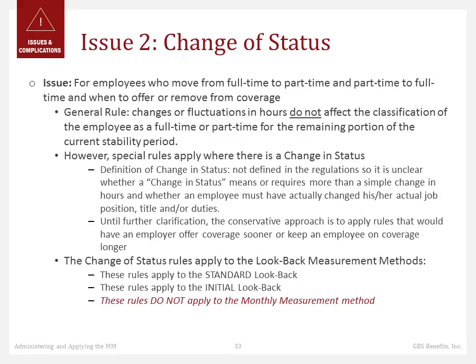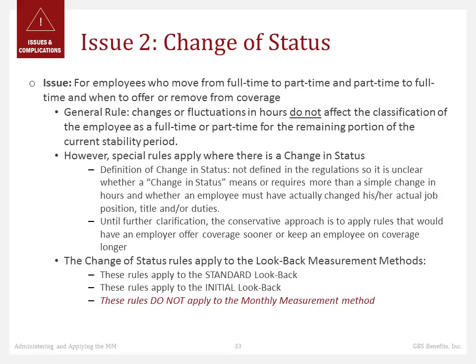In other words, this is not just somebody with variable hours. It's somebody who, for example, is working full-time. This is a female employee, and she's pregnant, she has a baby, and she now wants to work permanently as part-time. So you change her status from full-time to part-time. It is unclear whether in that situation or similar situations that is an official change in status for purposes here.